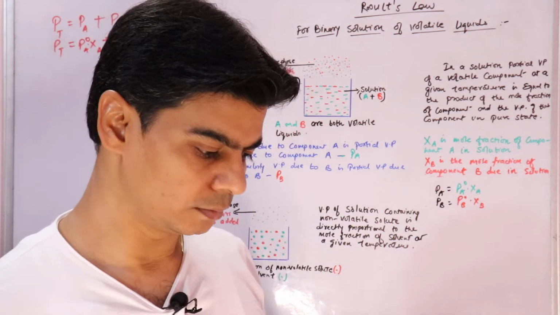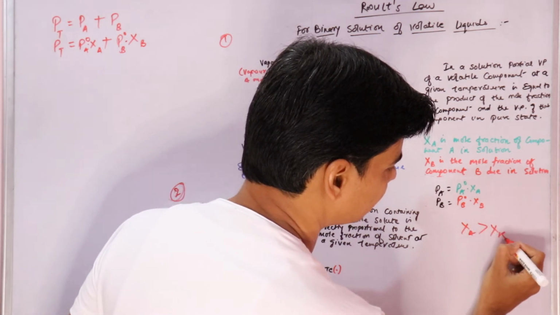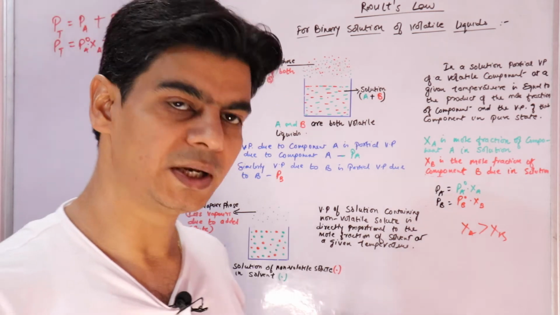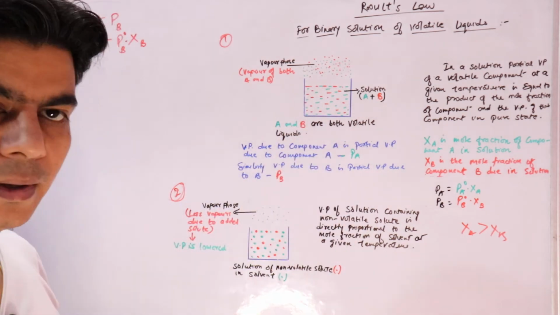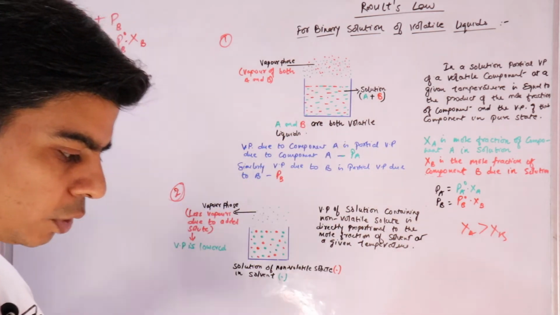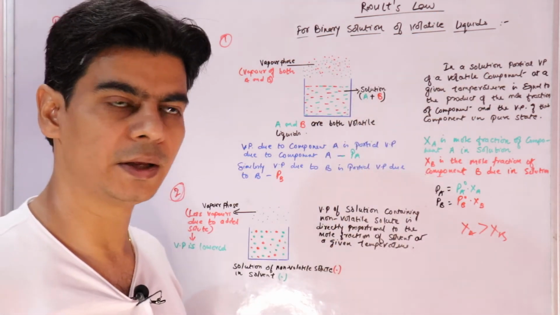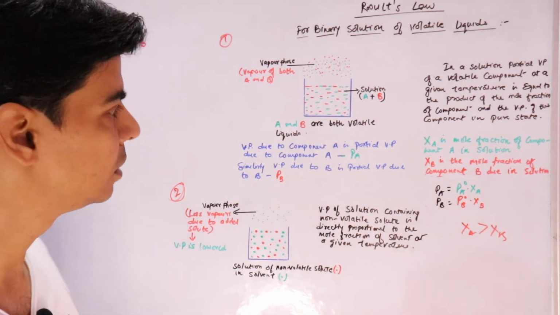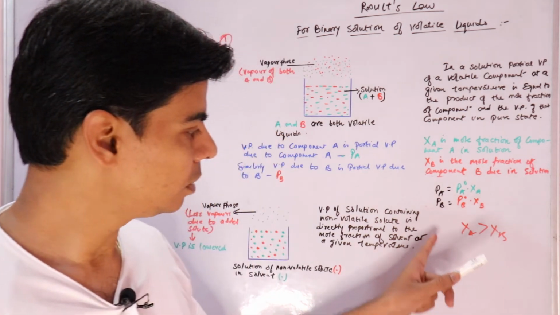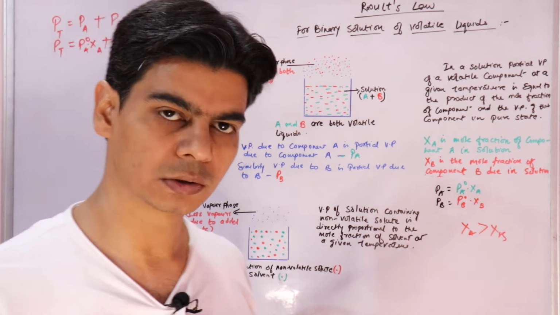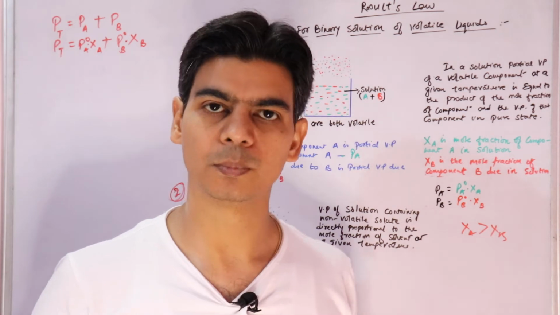Suppose XA is greater than XB, we take more moles of component A, so we have more amount of component A. If we have more amount of component A, more liquid molecules of component A will pass into the vapor phase to build up the vapor pressure. So the vapor pressure would be directly proportional to the mole fraction of the component, right.